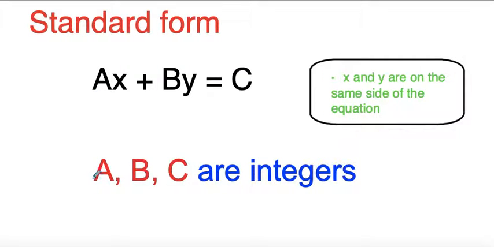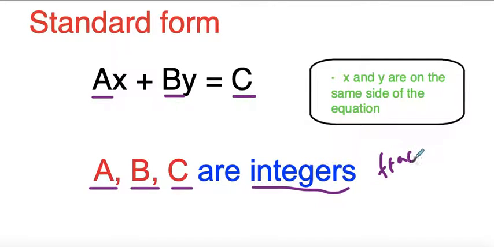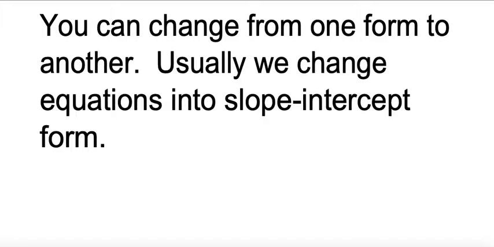And then finally we have standard form. So ax plus by equals c. X and y are on the same side of the equation in this form. Now remember that a, b, and c have to be integers. They're not fractions, right? So we don't have fractions, we don't have decimals. No fractions, no decimals, integers or whole numbers. Right, so A, B, and C have to be whole numbers. Okay? All right, now moving on.